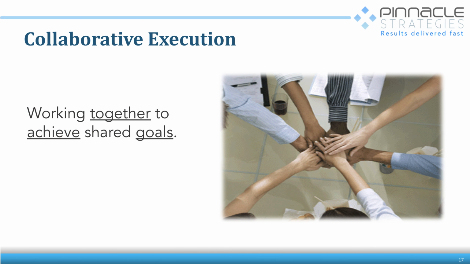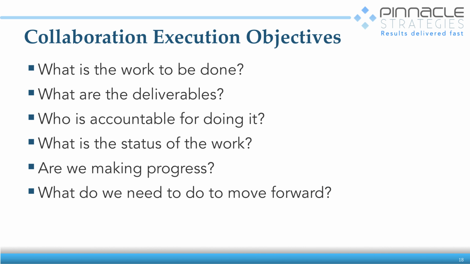So what we're doing with collaborative execution, that one little block, is just getting people to work together to achieve a shared objective. So it's basic teamwork. We're figuring out what's the work, what are the deliverables, what does it look like, who's accountable, what's the status, are we moving ahead, what do we need to do to move forward.